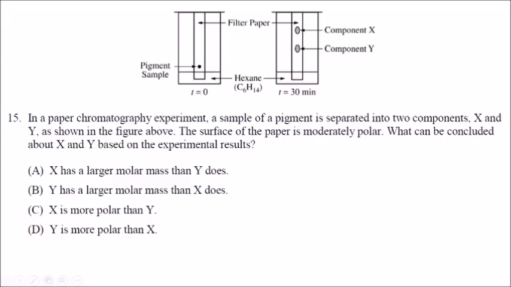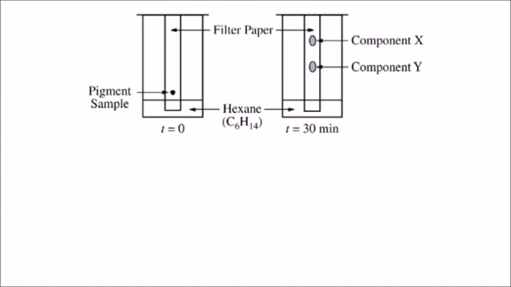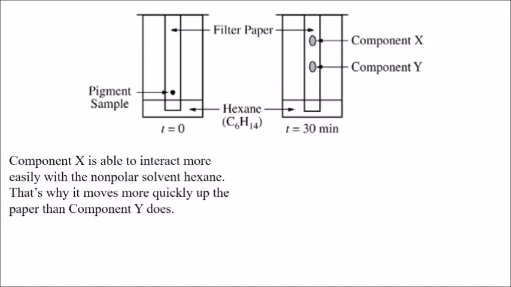In number 15, we have a paper chromatography experiment, and this is about polarity. So the correct answer is either C or D. We're comparing the polarity of component X and component Y. Now the solvent that's traveling up the paper is hexane, which is non-polar. Since component X is able to travel up the paper faster than component Y, then X is able to interact more easily with a non-polar solvent. So X is more of a non-polar substance than Y is.